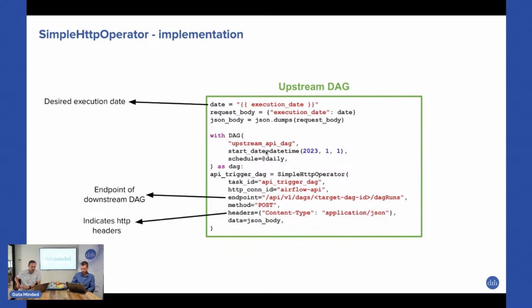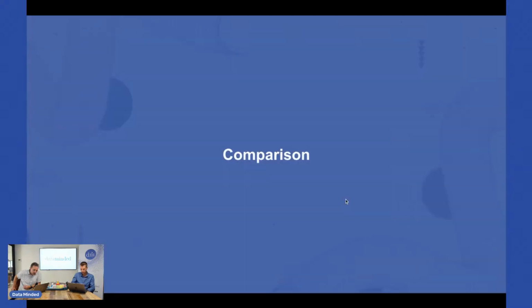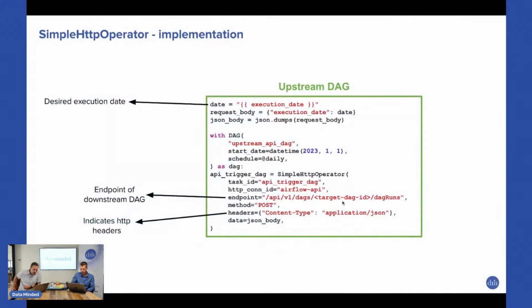And here I also show a very simple example. You have the DAG, and then we create a task, a simple HTTP operator. We also need to set up in Airflow a connection to the different environments. We need to specify an endpoint, and here we need to include the ID of the downstream DAG. We have to specify the HTTP method, and then the header, which is the one that you define here. So it's JSON. You can also specify the date that you want to execute the downstream DAG.